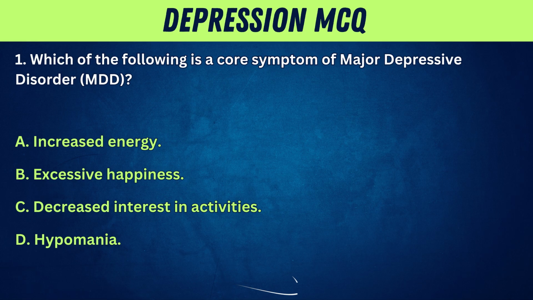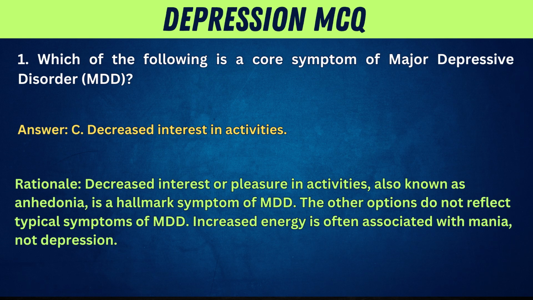1. Which of the following is a core symptom of major depressive disorder, MDD? A. Increased energy. B. Excessive happiness. C. Decreased interest in activities. D. Hypomania. Answer: C. Decreased interest in activities. Rationale: decreased interest or pleasure in activities, also known as anhedonia, is a hallmark symptom of MDD. The other options do not reflect typical symptoms of MDD. Increased energy is often associated with mania, not depression.